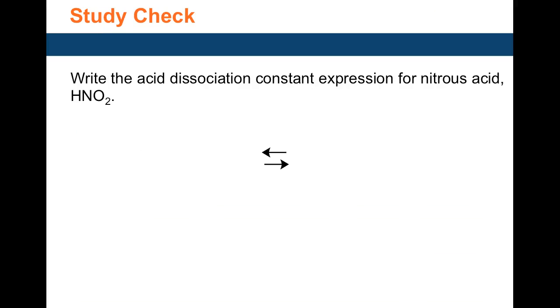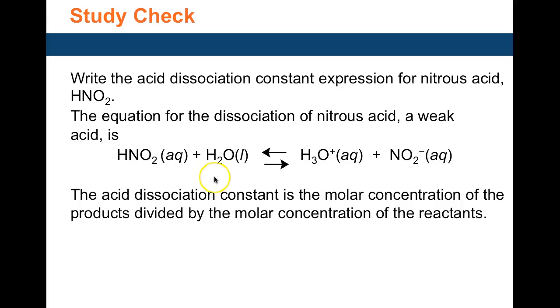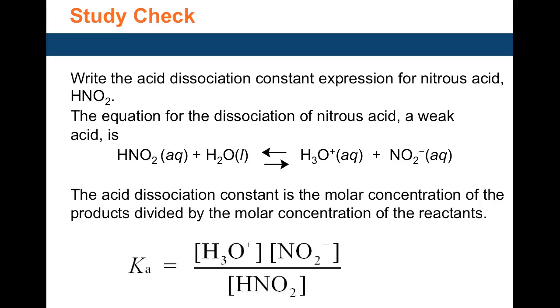All right, so write the acid dissociation constant for HNO2, nitrous acid. HNO2 is going to react with water. It's weak, so double arrow, H3O plus and NO2 minus. So products over reactant. Ignore water, water is a liquid. So H3O plus times NO2 minus divided by HNO2. That would be the Ka expression.